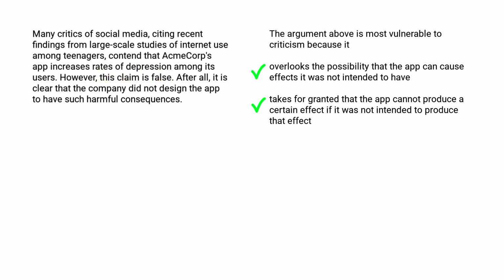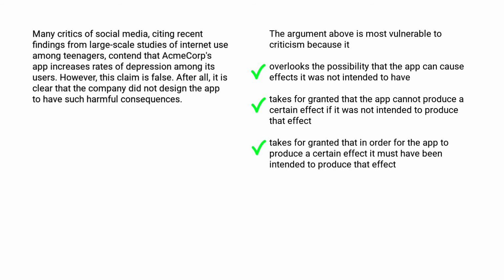Now we could go on with all other kinds of correct answers, but that would make this video a little bit too long, so I'm just going to go with this second answer, but I actually want to word the assumption a little bit differently. So now it'll say, "Takes for granted that in order for the app to produce a certain effect, it must have been intended to produce that effect." And this is just another way of saying the exact same assumption. It's saying that the intention to produce the effect is required to produce it, which means if it wasn't intended to produce the effect, it doesn't actually do it.